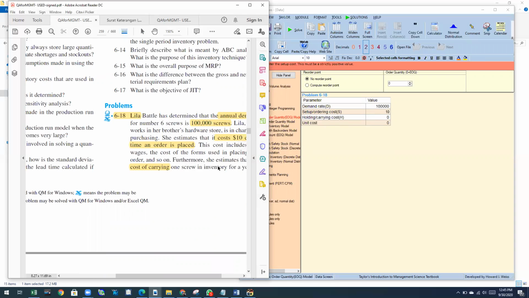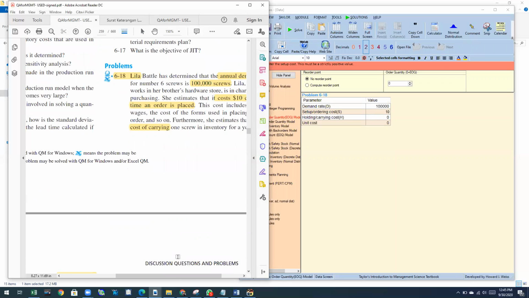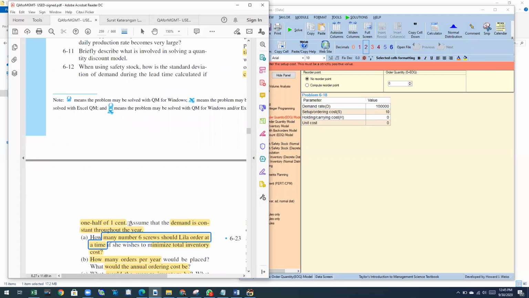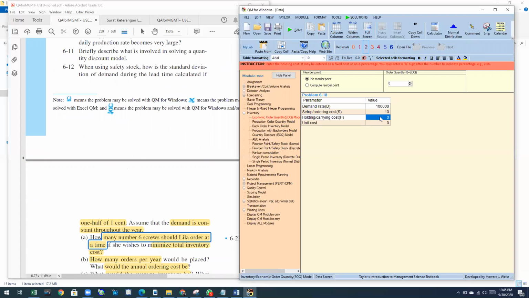What is the carrying cost? The carrying cost is ½ cent per screw. ½ cent per screw, so holding cost is 0.5 cent, which is 0.005. Okay, 0.005, because this is ½ cent.